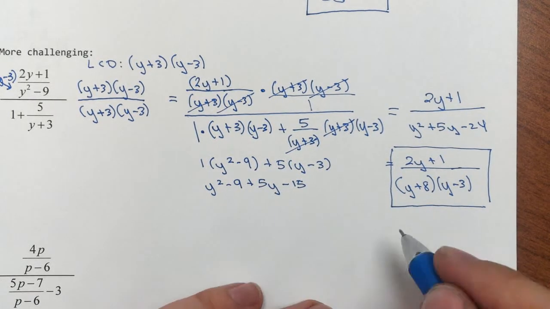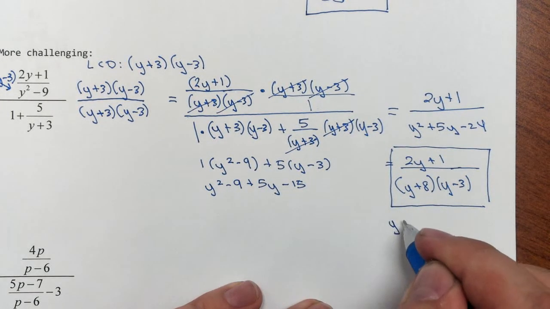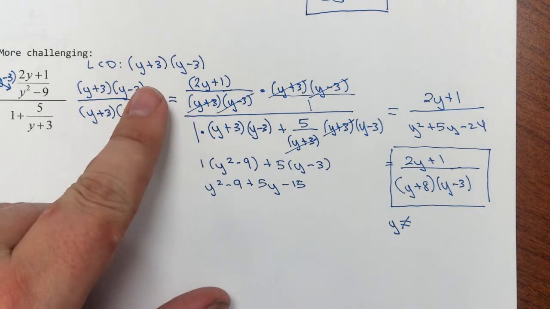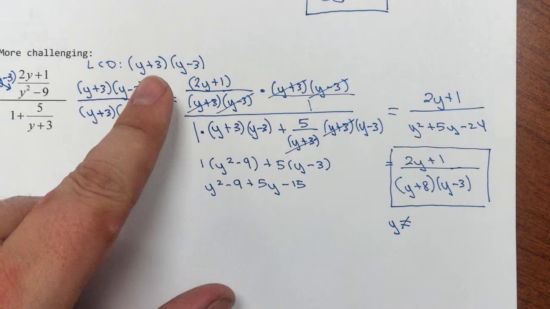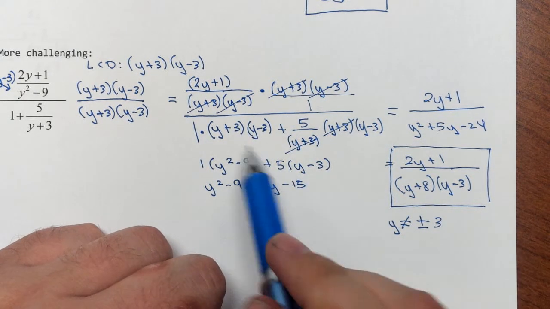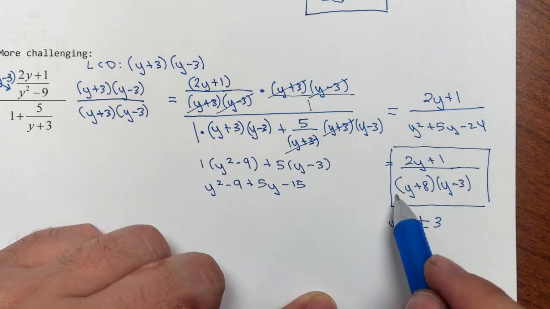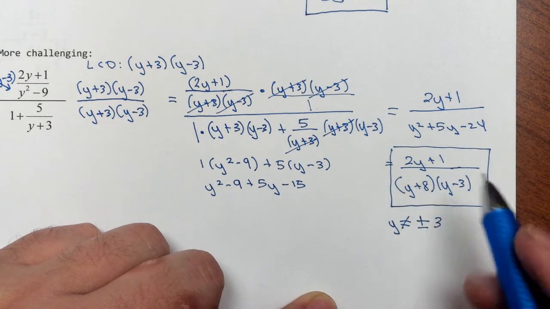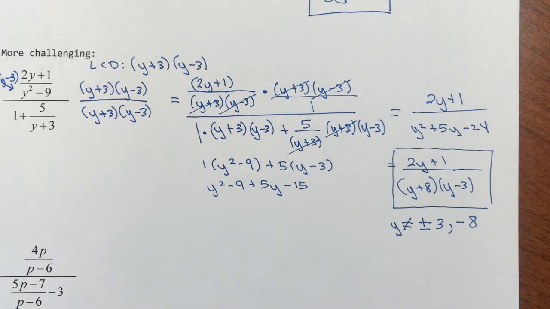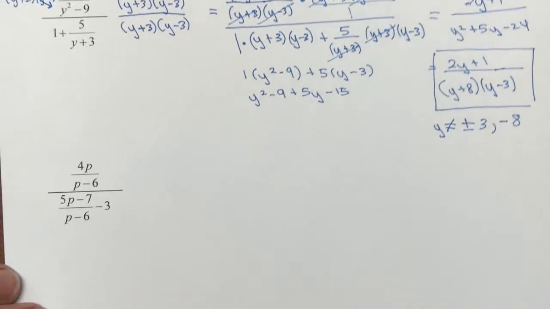Now again, if I'm thinking about restrictions, think back to everything that was in the denominator, including your original LCD. From this LCD, y could not be negative 3 or positive 3. And as I went through this, I got this extra restriction. Right there, this other factor, y plus 8, popped up, so y can also not equal negative 8. All right, let's take a look at another example.